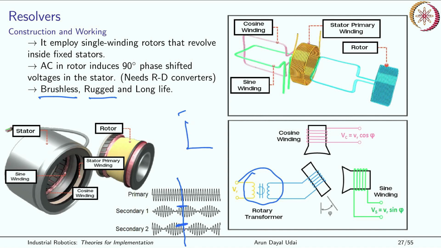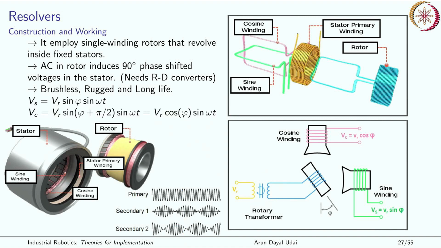So a vector sum of those two amplitudes in both the directions will give you the position of your rotor. You just have to measure the amplitude in cosine and the amplitude in sine A, and the vector sum of those should give you the direction. Got it? So this is how it works.